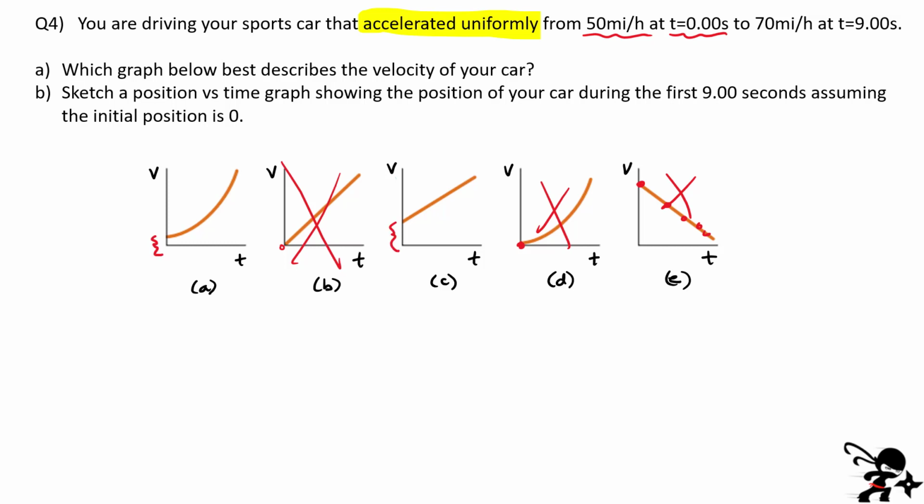Okay, so that's okay because at t0 I want to have 50 miles per hour. The next case is I accelerate uniformly. What does this mean? If I have a velocity versus time graph, the acceleration is the slope. So what do I want? I want the acceleration to be uniform. I want the slope to be uniform.